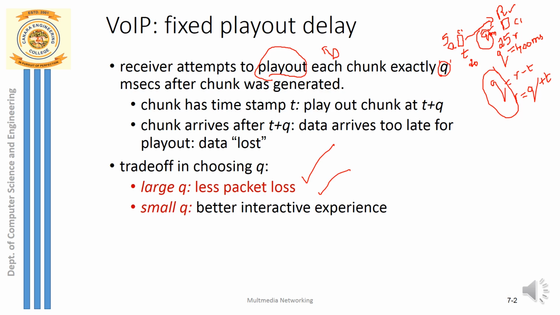So what is the meaning of that? If the Q value is too small, the sender can very quickly send the data to the receiver. In that case the receiver can also quickly begin his playout. So the interaction will be better.